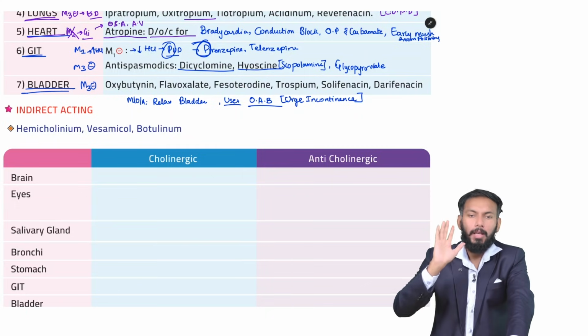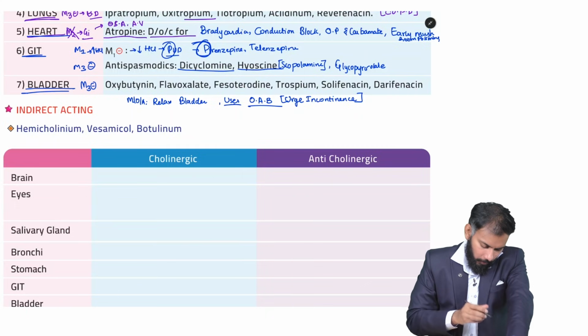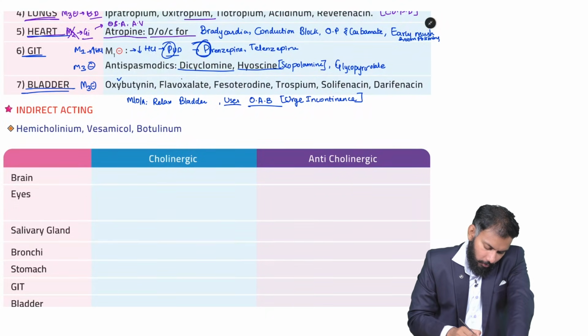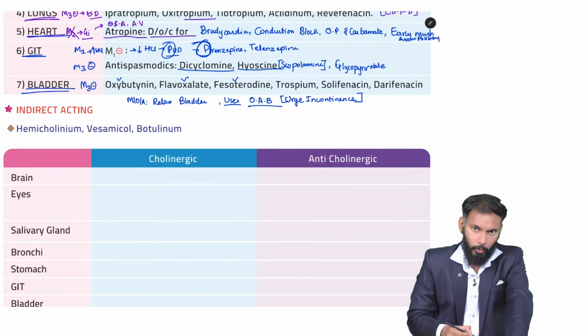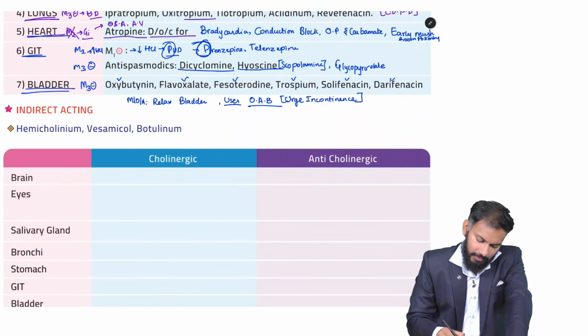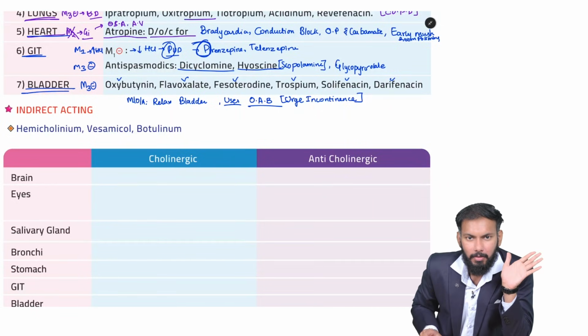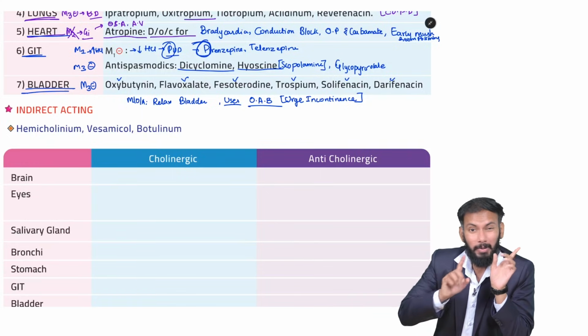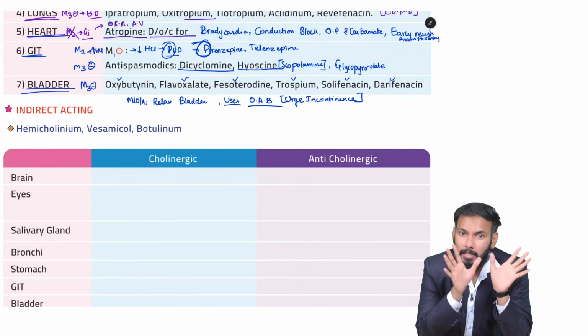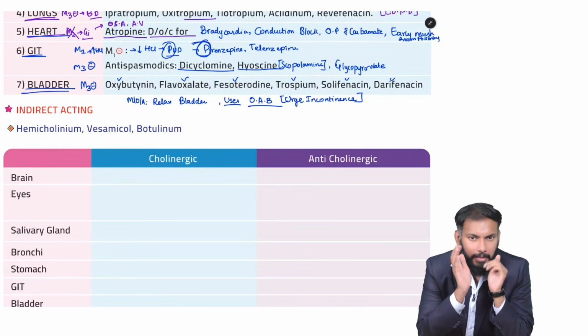Okay. Now what are the drugs? Please try to remember: oxybutynin, flavoxate, fesoterodine, trospium, solifenacin, darifenacin. I know you might feel a little intimidated by these, but I'll give you a mnemonic, an easier way to remember this. But please follow the same scheme, the same flow. Why? You'll understand in a bit. Yes, please try to remember this.